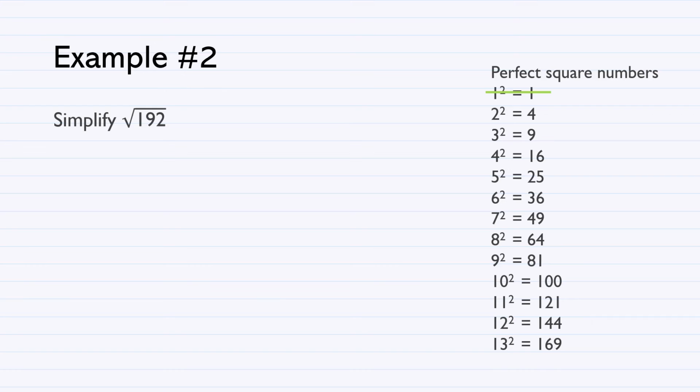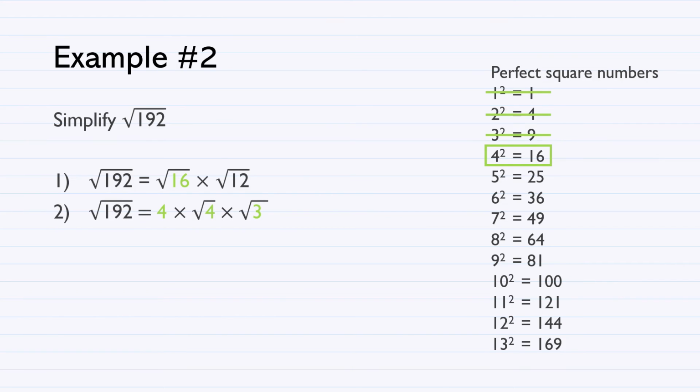For each square number, we're going to ask, does 192 divide by this number? In the case of 4, the answer is no. So we'll try 9. Again, 9 isn't a factor of 192, so we'll move on to 16. 192 divided by 16 is 12, so 16 is a factor of 192. Thus, we can rewrite the square root of 192 as root 16 times root 12. We can simplify this expression further. Root 16 simplifies to 4, and root 12 simplifies to root 4 times root 3. We can keep simplifying to get 4 times 2 times root 3, which gives us 8 root 3 as a final answer.